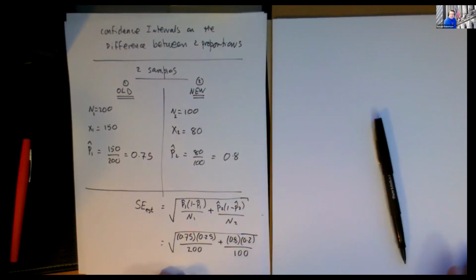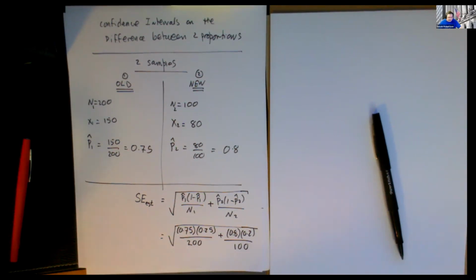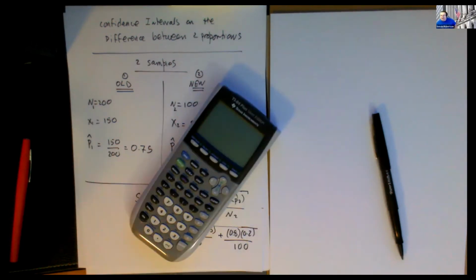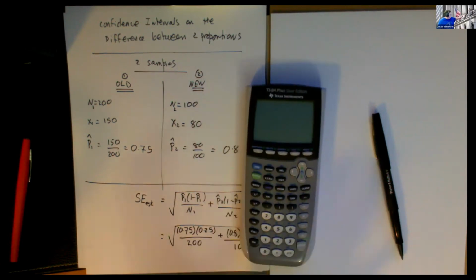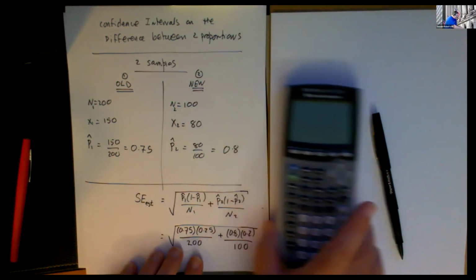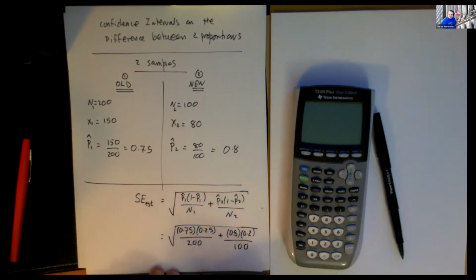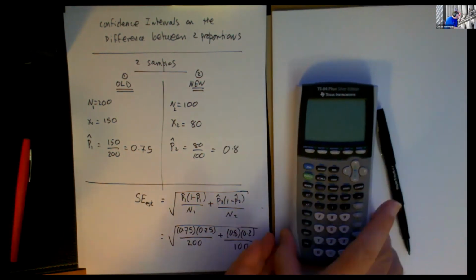So far, so good? Right, now, where is it? Calculator time. Now, this is the long way. I haven't shown you the shortcut way, right? This is going to be the long way. But essentially, I have to take all of those calculations and figure out what that standard error is. So here goes.